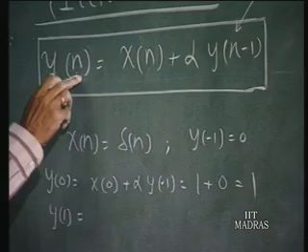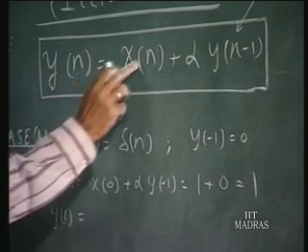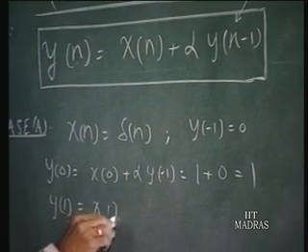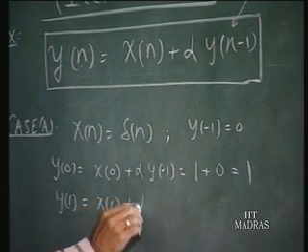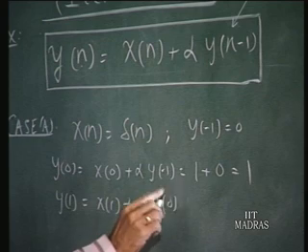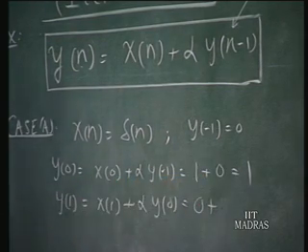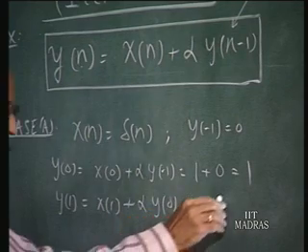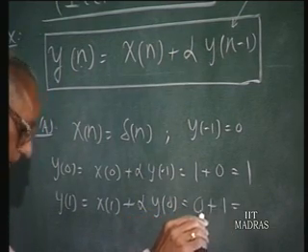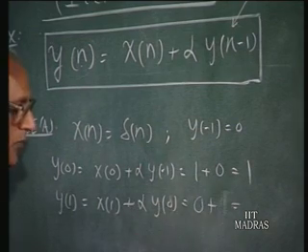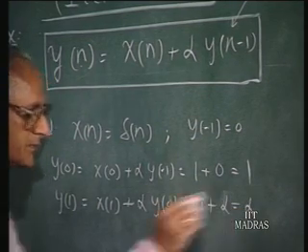y1 again, substituting n equals 1, is x1 plus alpha y0. So x1 plus alpha times y0. x1, because xn is a unit impulse, is 0, and y0 happens to be equal to 1, which we just now calculated. Therefore this is 0 plus alpha times 1. This is alpha times y0, therefore this turns out to be alpha.